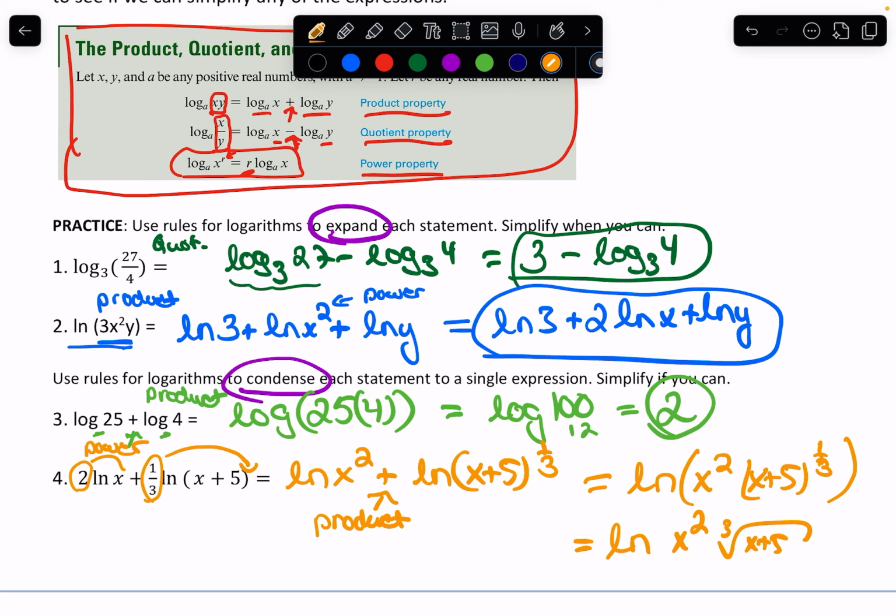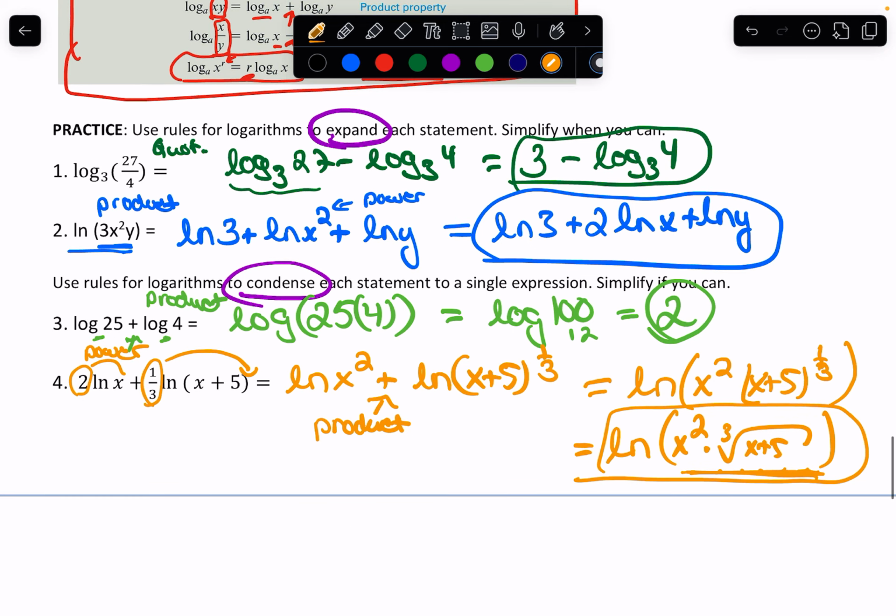And everything that is in the argument of the log has to be inside parentheses. Otherwise, if we didn't use parentheses, we could think that this would be only natural log of x squared times cube root of x plus 5, so that we would only apply the natural log for this part here and not for the rest. So everything needs to be inside parentheses to be clear that that's where it is.